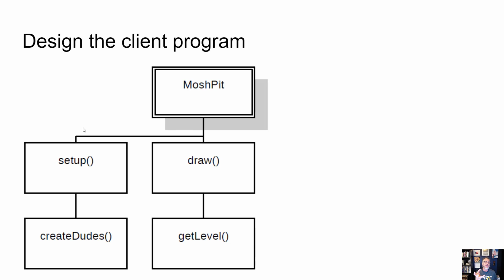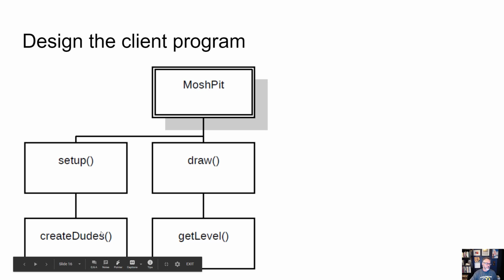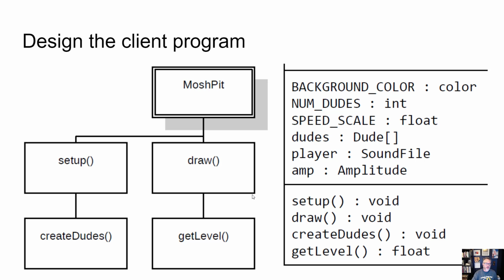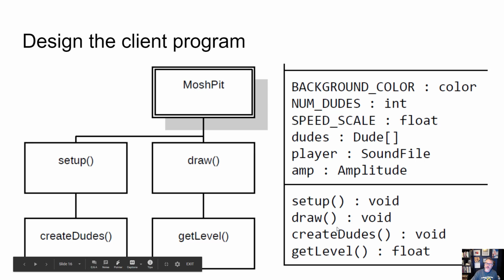Now we have our client program, which needs designing. And so this is more like the design that we had for the solo pong. This is designing with methods, right? So we're designing our mosh pit, breaking it up into setup and draw. And setup we'll call a create dudes method, draw we'll call a get level method. Okay, and then we can come up with the associated UML class diagram for the client program. Again, the fields that it needs, the methods that it needs.